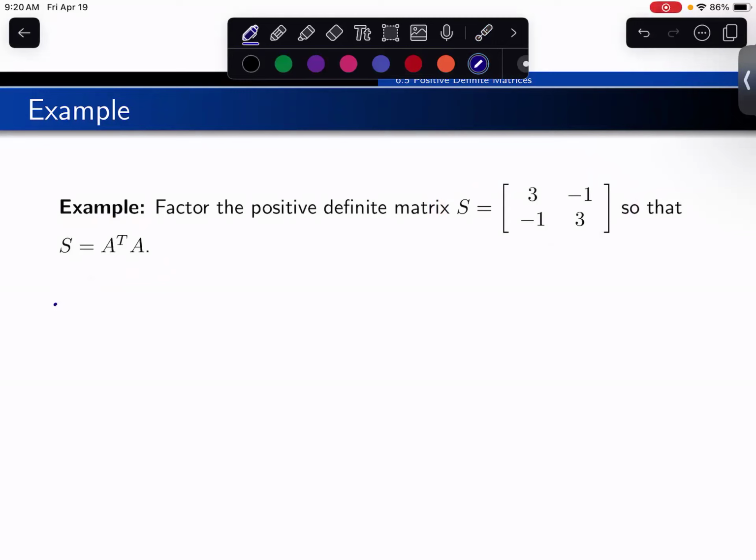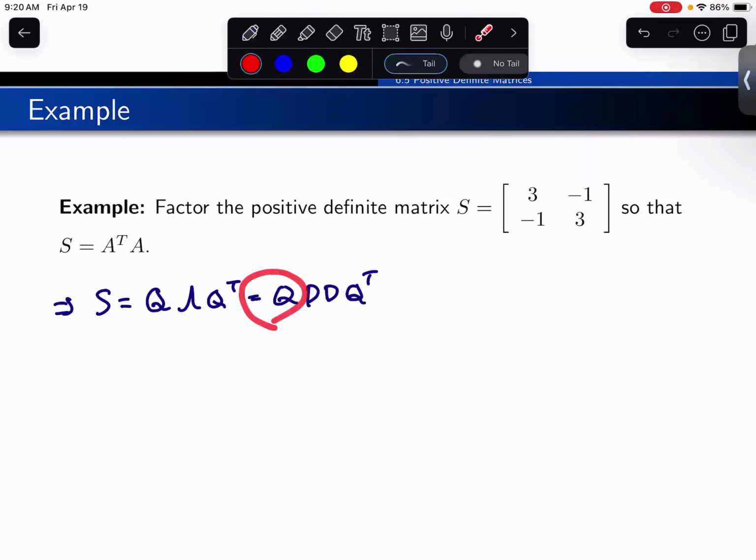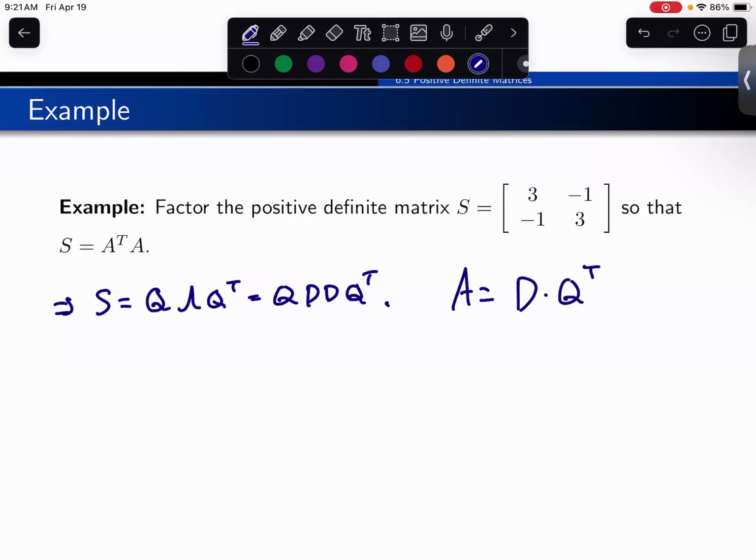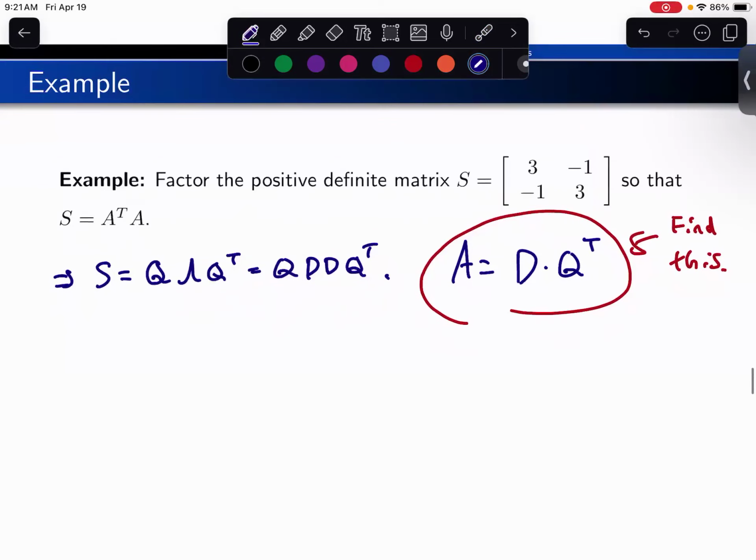So we have S is equal to Q lambda Q transpose, which is equal to Q times D Q transpose, where Q is an orthogonal matrix, hence why we're using Q transpose instead of just Q itself. And we have A, this matrix A that we ultimately want to find, is equal to D times Q transpose. So this is the goal. We want to find this.